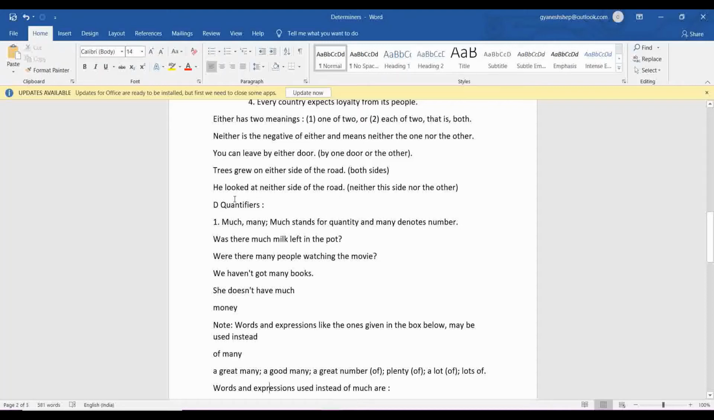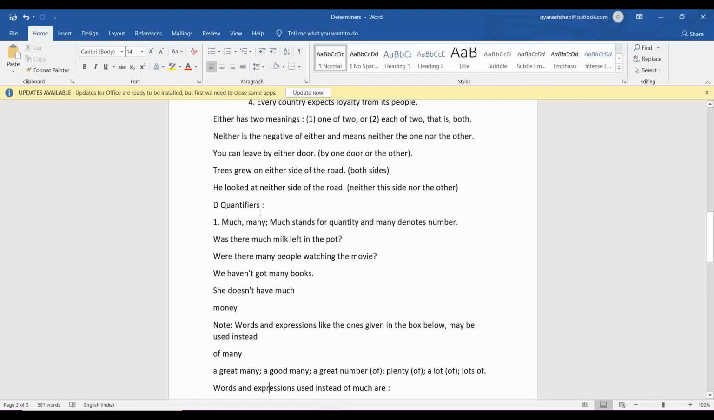Here the writer wants to tell us: he looked at neither side of the road, neither this side nor that side. When we are showing something which is not from both sides, you have to use the word neither. To keep it in mind, n means no, so neither means not both. Either means this or that or both. Now coming to the next point, that is quantifiers.